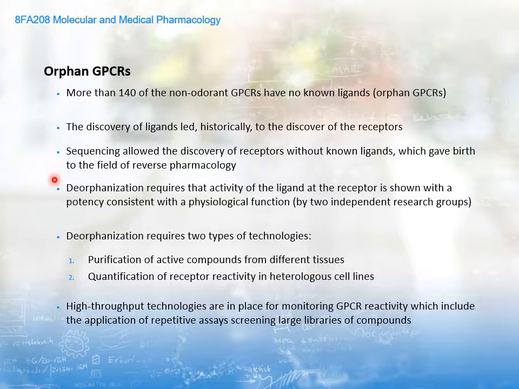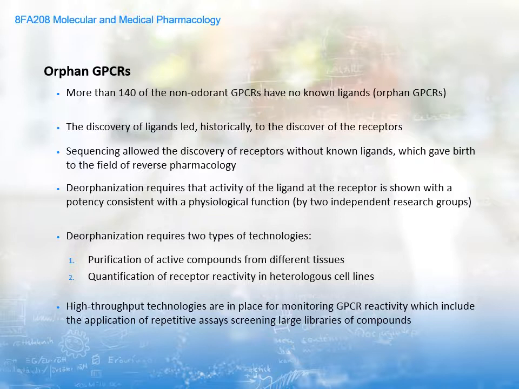The second type of technology is to quantify the reactivity of the receptor in heterologous cell lines. What that requires is that with the knowledge of the receptor, because we know its sequence, we express this receptor in a heterologous cell line, a cell line that will be expressing this G protein coupled receptor in large amounts. And then we have to expose these cell lines to specific active compounds and try to recognize some activation, some reactivity of the receptor to the different compounds. Obviously, this can only be done with high throughput technologies that allow monitoring of large amounts of molecules, potential ligands, to the different G protein coupled receptors.